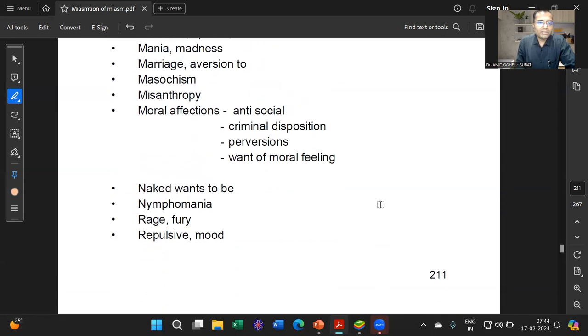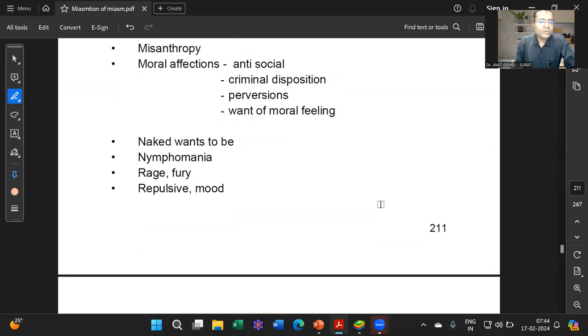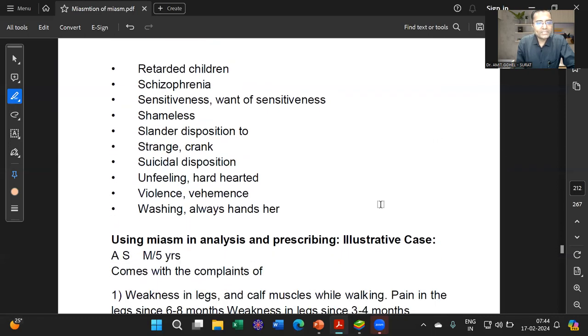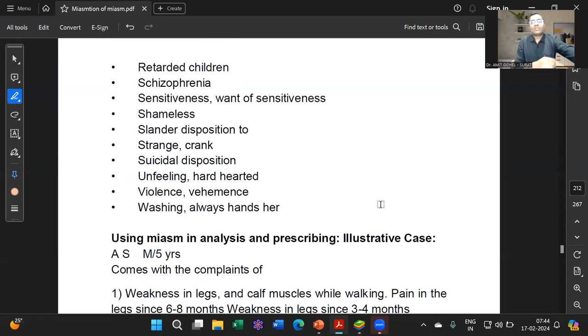So this is the perverted love. Misanthropy, aversion to mankind and society, moral affection, antisocial, criminal dispositions, perversion, and want of moral feeling, all are syphilitic in nature. Naked, wants to be, nymphomania, out of control, rage, fury is out of control, anger, the repulsive mood, retarded children, schizophrenia, sensitiveness, want of. In Psora, there is hypersensitivity and sensitivity. In psychosis, sensitivity is converted into fear or insecurities. And in syphilis, there is destructiveness of the sensitivity, the want of sensitivity.